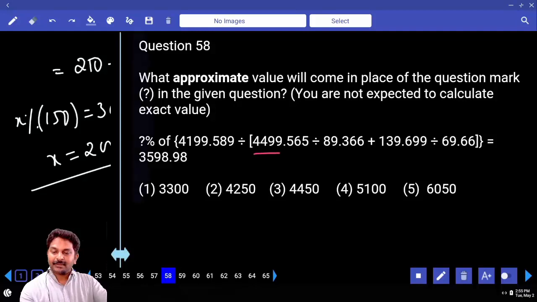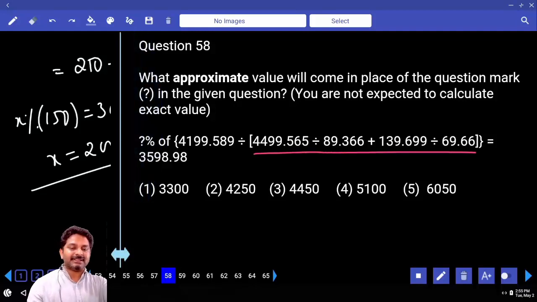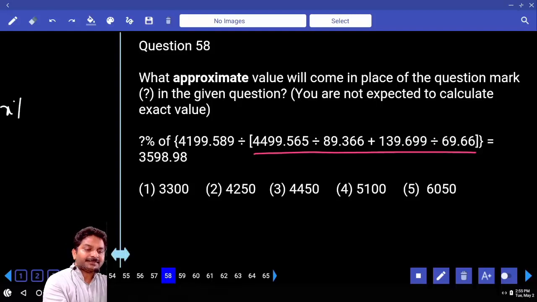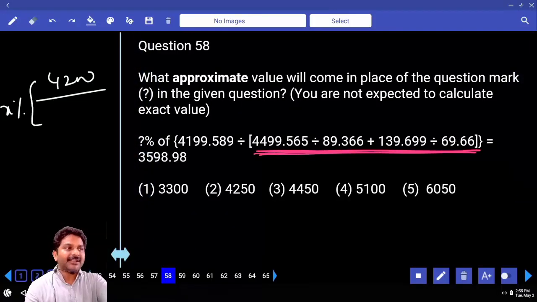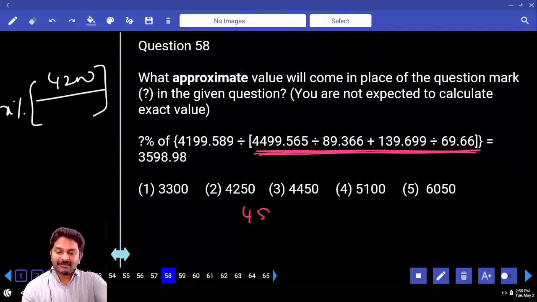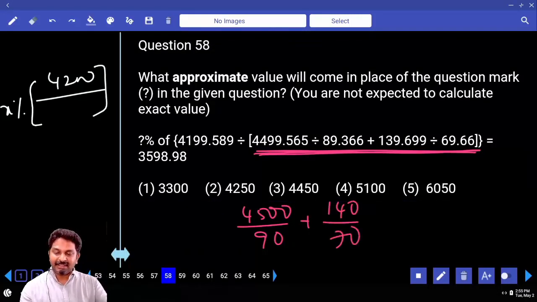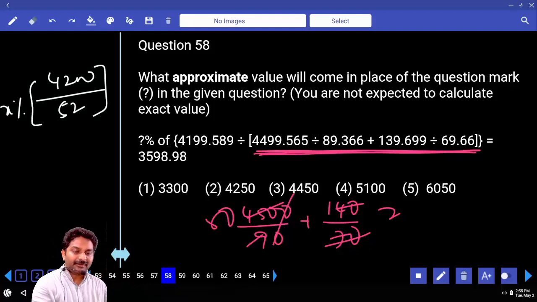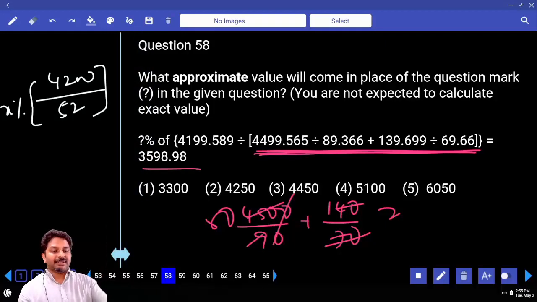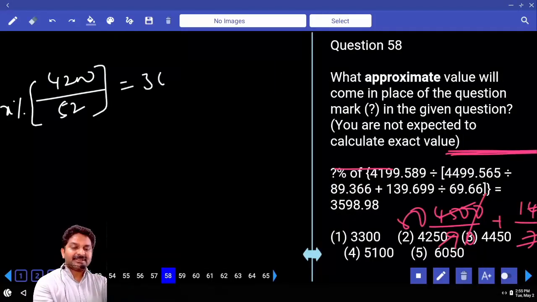Right, be careful here. Closed bracket. First you need to fill this. Okay, now X percent of 4200 divided by symbol. So once after getting this number, you will have to write it in the denominator. Okay? Speak up. Right. 4500 by 90, 140 by 70, 2 times, 50 times, denominator 52. Right hand side 3598, approximate 3600.